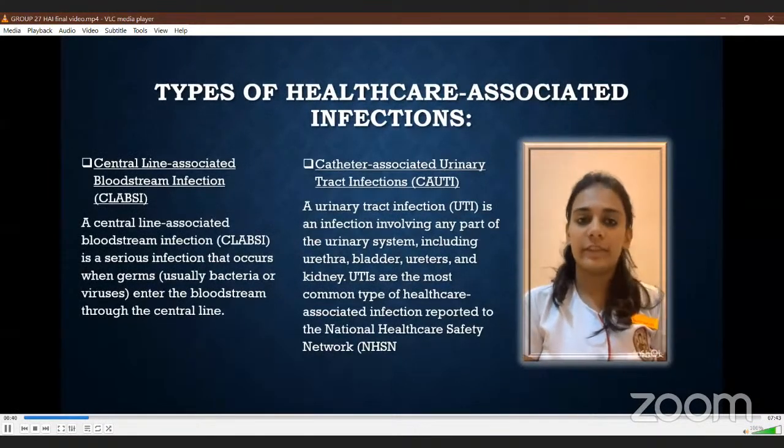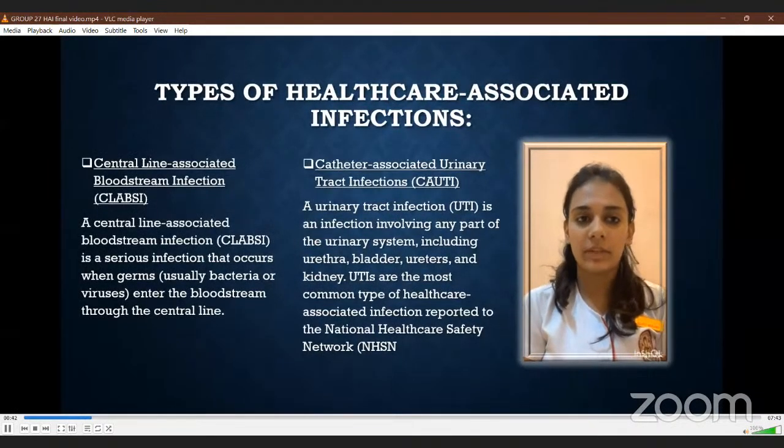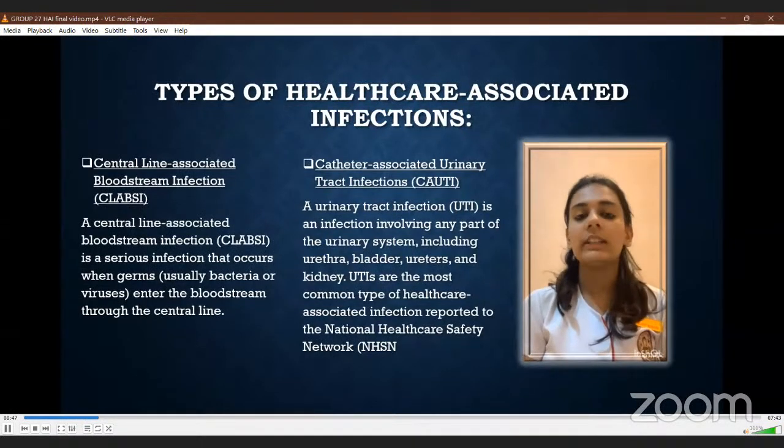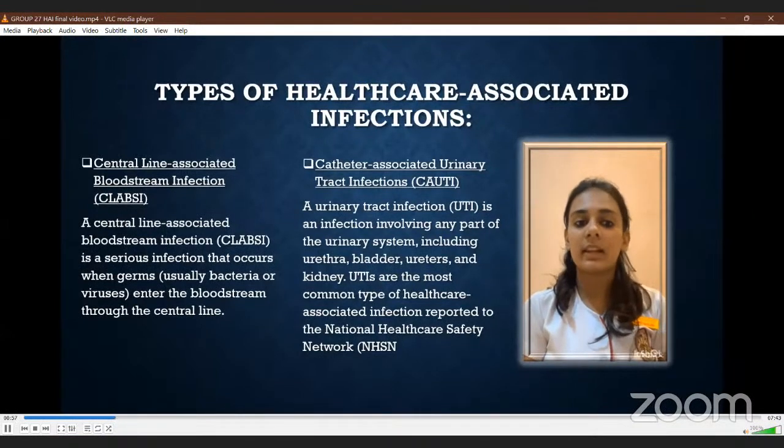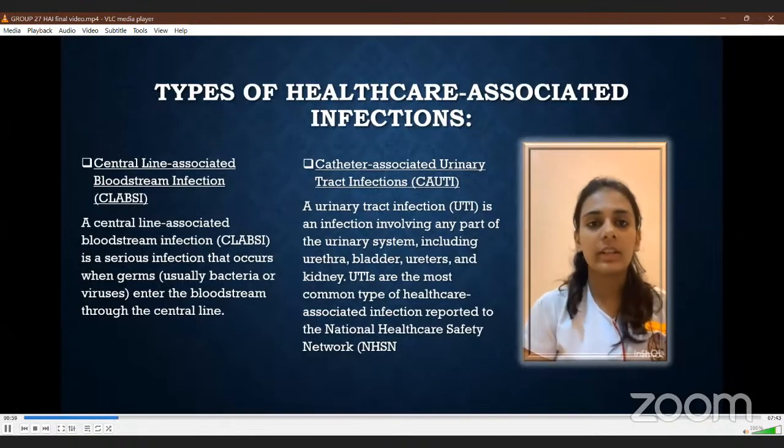Types of healthcare-associated infections. The first one is central line associated bloodstream infection. It is a serious infection that occurs when germs enter the bloodstream through the central line. In addition to inserting the central line properly, healthcare providers must use stringent infection control practices each time they check the line or change the dressing. Patients who get a central line associated bloodstream infection have a fever and might also have red skin and soreness around the central line.